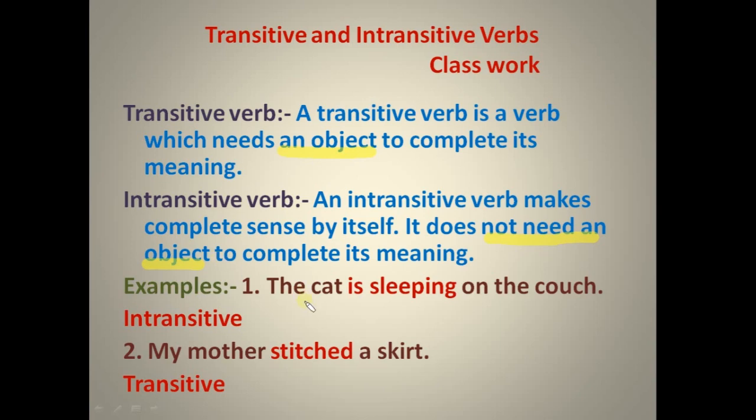The cat is sleeping on the couch. For your convenience, I have highlighted the verb over here. So the cat is sleeping on the couch. So is sleeping. Sleeping is our verb. So on the couch, according to you, what will be the question word you will put over here? You will put where. But we don't use where for the object. So in this, object is not given. So that's why this is our intransitive verb.